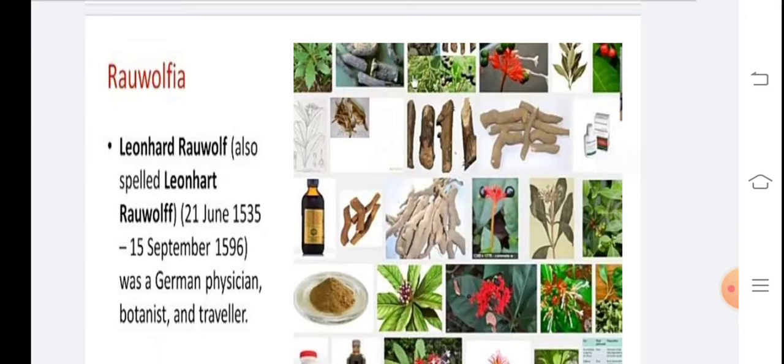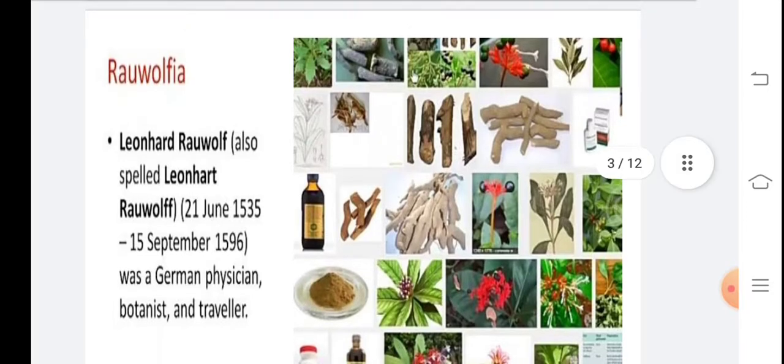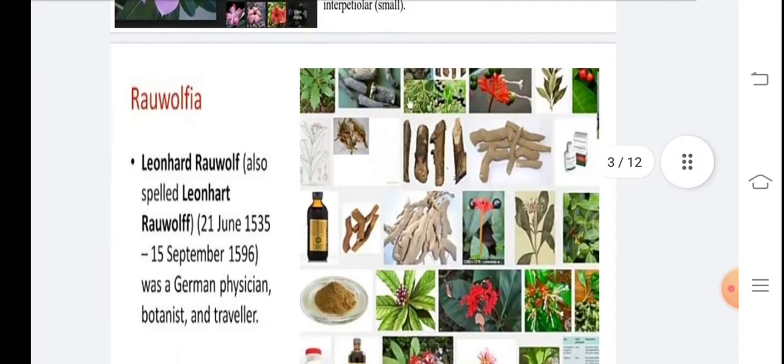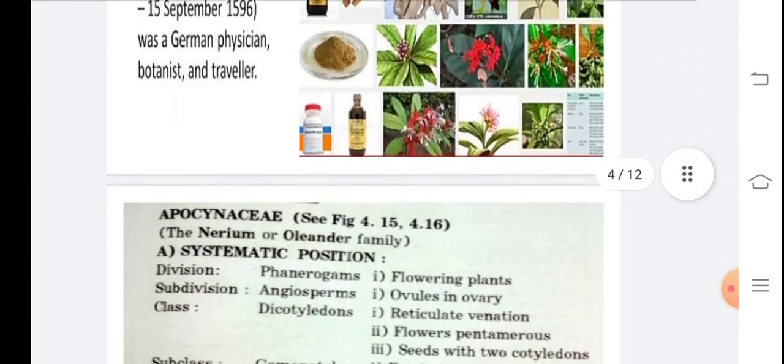Another good example is Rauwolfia, सर्पगंधा मराठीमध्ये म्हणतो आपण त्याला. One scientist, Leonhard Rauwolf, first investigated this plant in 1535. He was a German physician, botanist, and traveler, and therefore the name Rauwolfia serpentina is given to this plant. On snake bite, generally this medicine is commonly used.